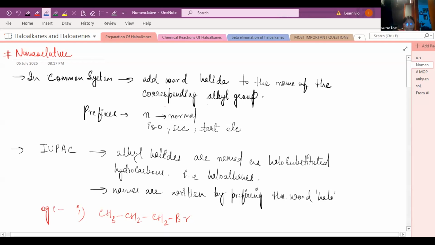So basically, Safrina, when we talk about nomenclature in the common system, we'll just talk about how to name an organic compound in the common system, and how to name it in the IUPAC system, right? In the common system, we just add the word halide after the alkyl group. First we write the alkyl group, and after the alkyl group we write the name halide. If it is fluorine, we write fluoride. If it is chlorine, we write chloride. So accordingly, just write down the name. That's the common system.